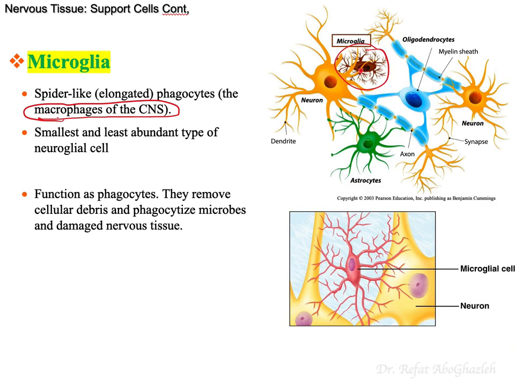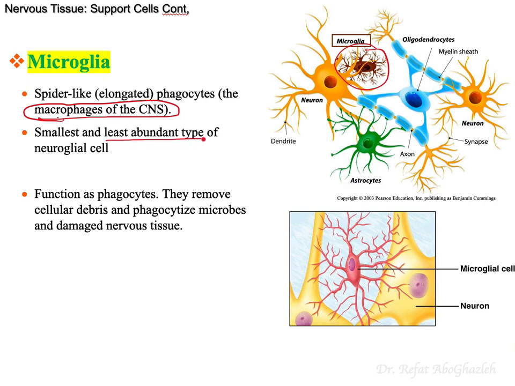So yes, the main feature of it, other than its spider-like, elongated shape, is also that it's the smallest glial cell, and it's the least abundant type. Why is it the least abundant type?